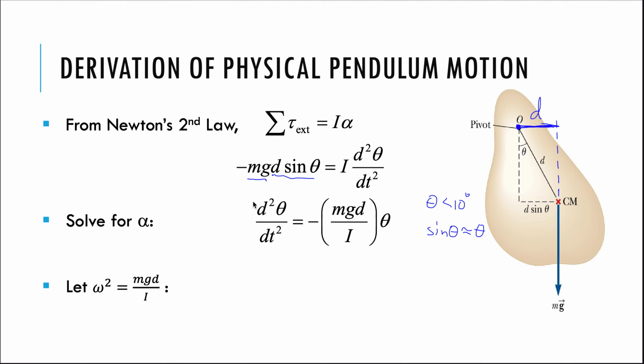Now we're going to make another substitution for omega squared. We're going to call it this whole coefficient in front of theta, mgd over I. So our equation reduces to this form, which looks very similar to the one we had for simple harmonic motion for the spring and for the simple pendulum. What's noteworthy for this physical pendulum is this definition that we made. This is going to give us the angular frequency, how quickly this is oscillating, how many cycles per second.